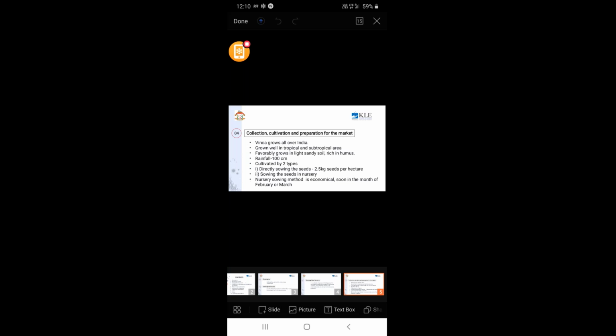It is cultivated in two ways, either by directly sowing the seeds or sowing the seeds in the nursery. For direct sowing, about 2.5 kg of seeds per hectare is required. The nursery sowing method is found to be economical, and the fresh seeds are sown in the month of February or March. This graph gives the information about the collection, cultivation, and preparation of Vinca. After sowing the seeds, after 2 months, they will achieve a height of 6 to 7 centimeters, and later they are transplanted to the open fields.